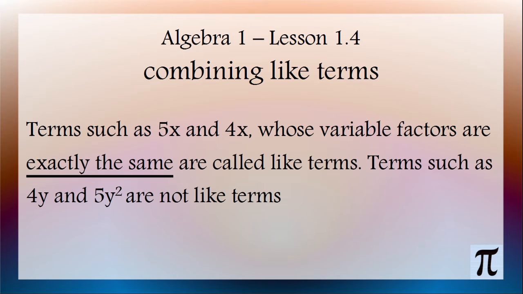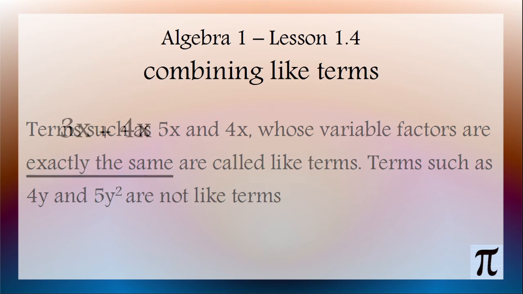The last thing I want to cover in this video is the concept of like terms. So terms, such as 5x and 4x, whose variable factors are exactly the same, are called like terms. Terms such as 4y and 5y squared are not like terms. The variable has a different exponent, so they're not like terms. It's very important to understand that you cannot combine terms that are not like, that are not the same. So you can't combine 4y and 5y squared.